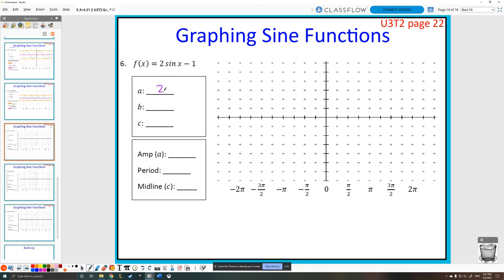Okay, 2, 1, -1 are my A, B, and C. My amplitude is 2. My period is 2 pi. My midline is y is equal to -1. Again, I'm going to start with my midline at -1. My amplitude is 2, so 2 above and 2 below.